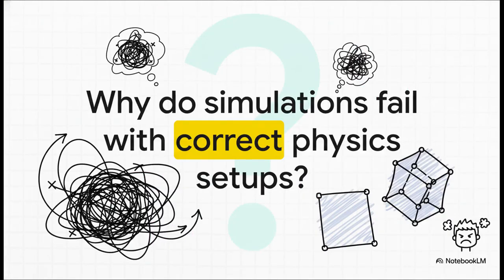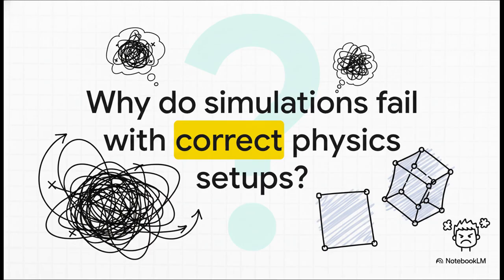You know the feeling, right? You spend hours, maybe days, getting your model just right. The boundary conditions, perfect. Material properties, correct. The physics setup, spot on. You hit solve and nothing. It either fails to converge or it spits out results that are complete nonsense. It's probably one of the most maddening experiences in all of engineering analysis.